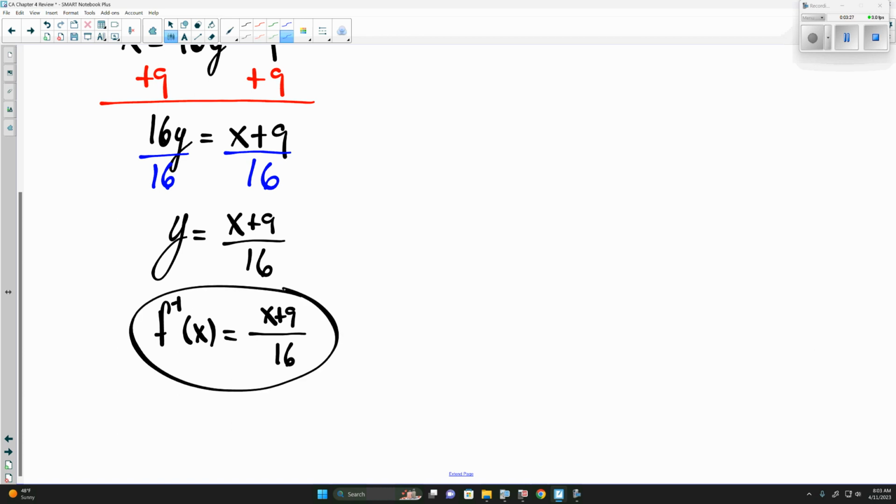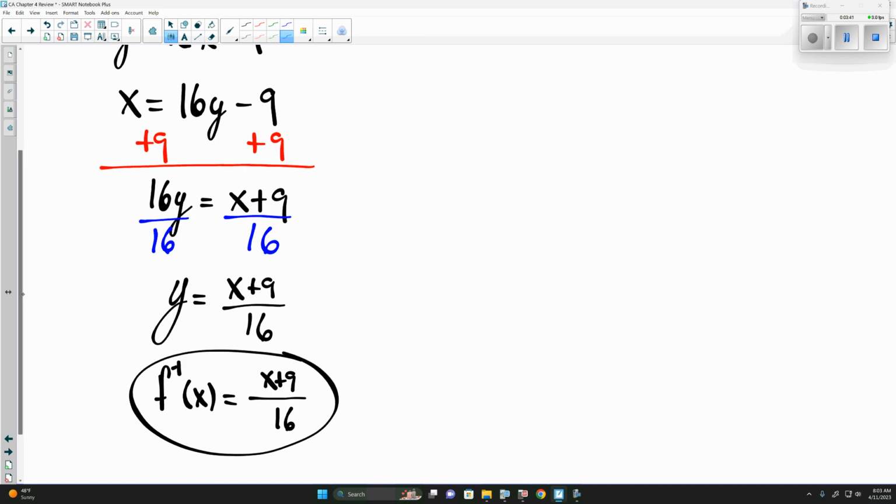Now we use f because the starting function was f of x. So if the starting function had been g of x, we would say that our inverse would be g inverse of x. Questions on any of this here so far?